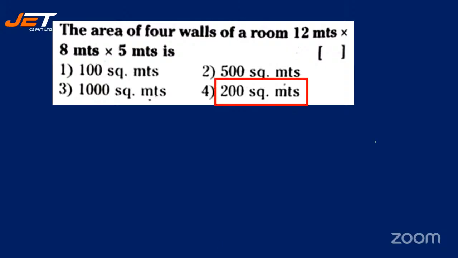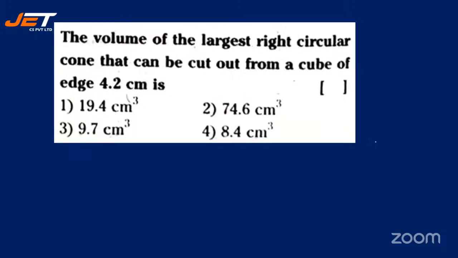Let's see the answer. It is 200 square meters. So here we are finding out the lateral surface area. So what is the formula? Twice of H into L plus B. Okay. Right. Now see the next question.